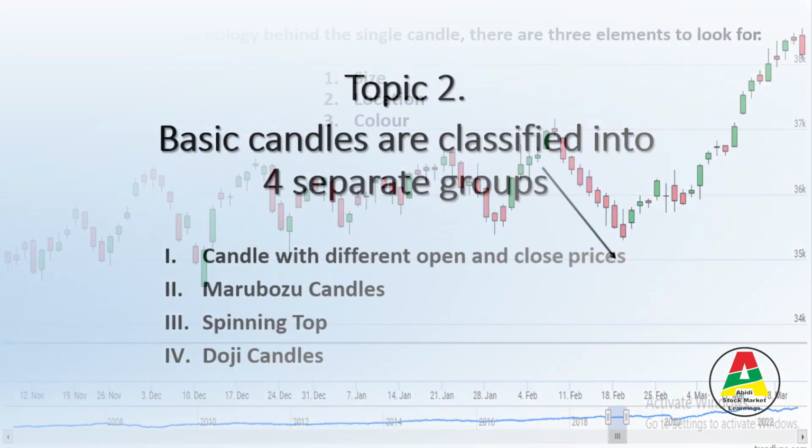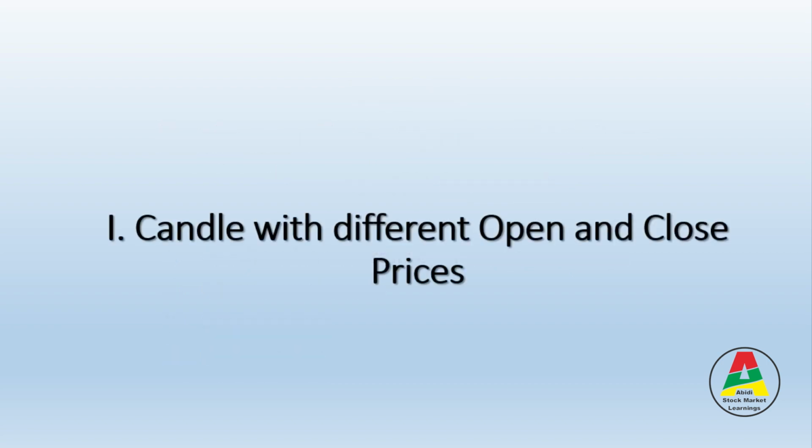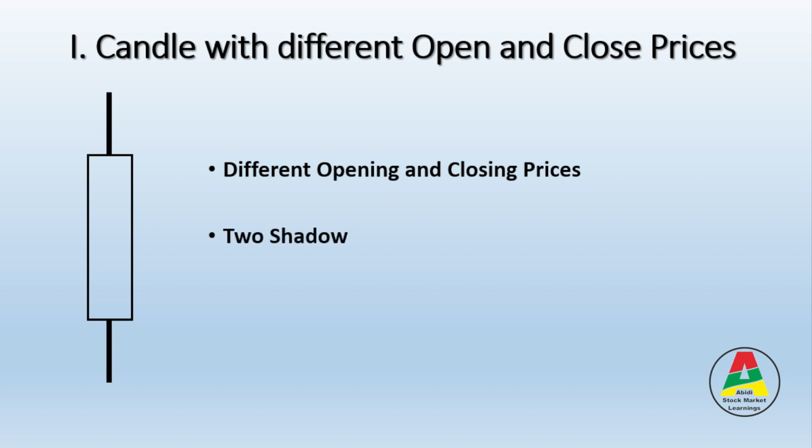Moving on to topic number 2. Basic candles are classified into four separate groups. Let's have a look at classification number 1. The candle with different open and close prices. The features are different opening and closing prices. It has two shadows. It has a body longer than the shadow.